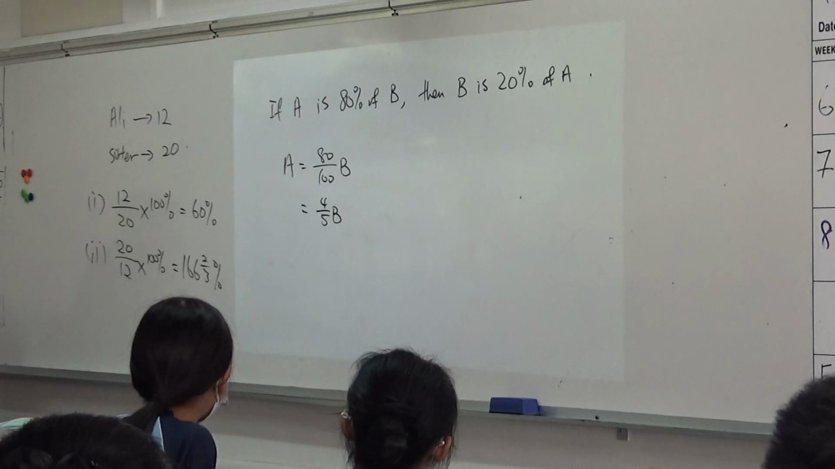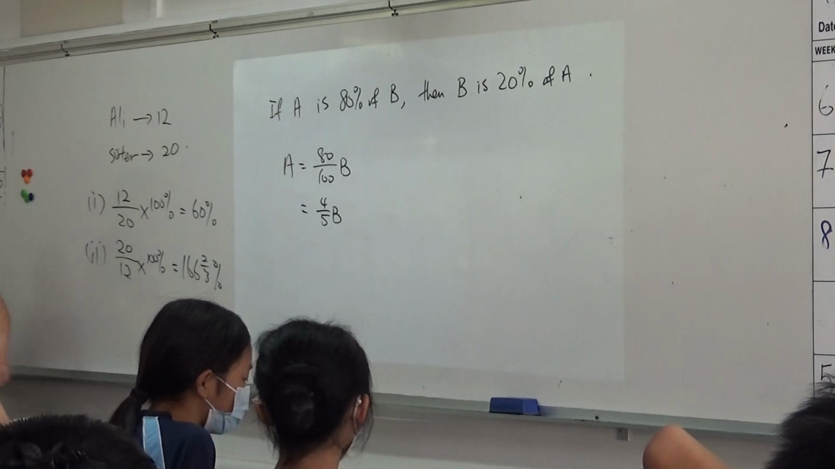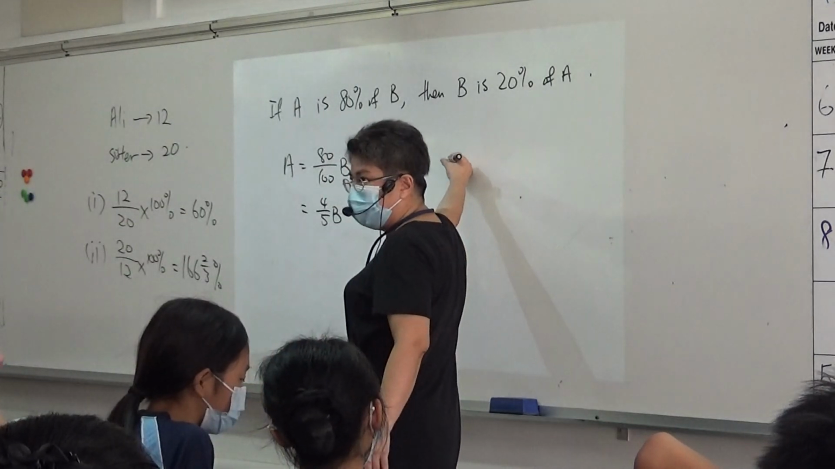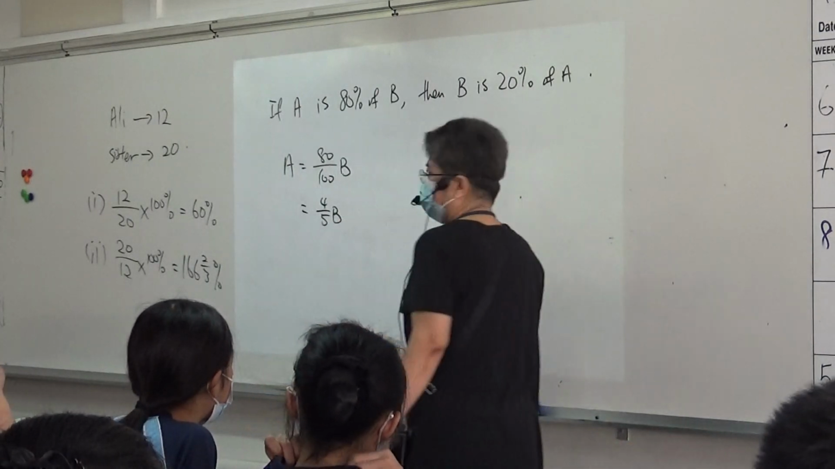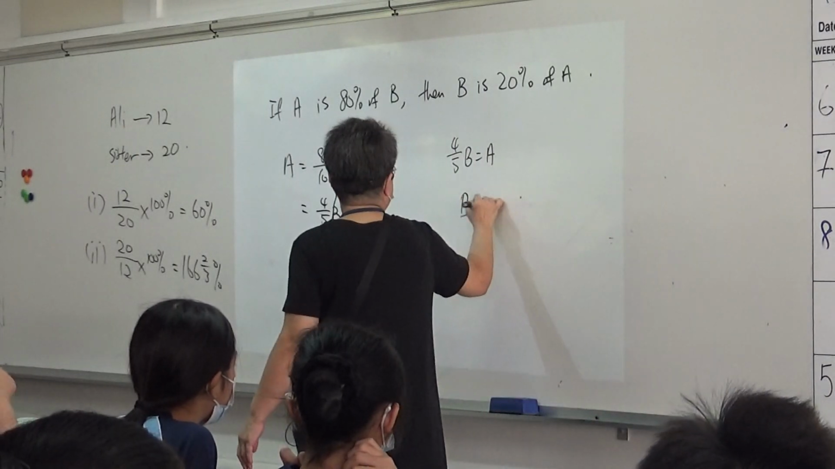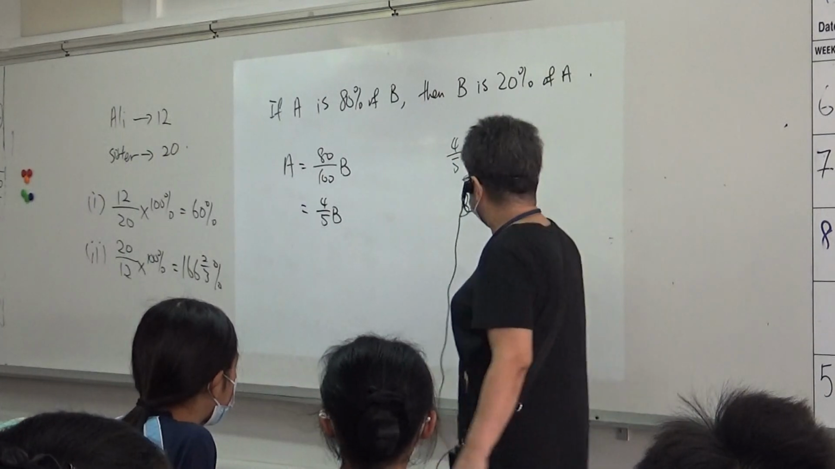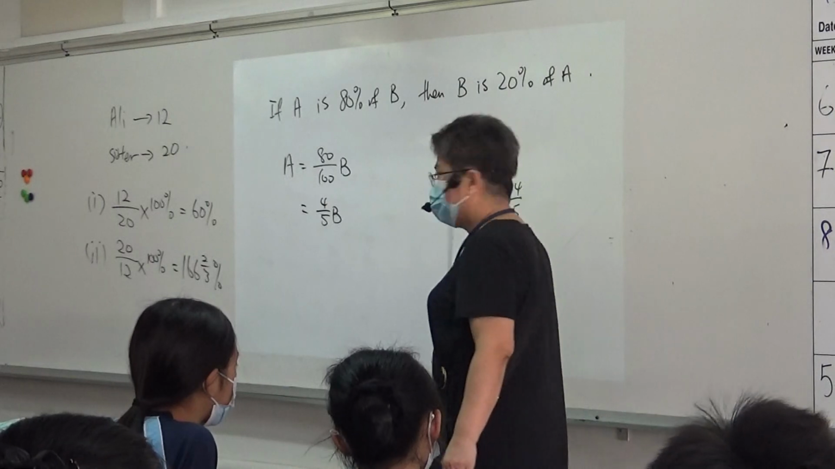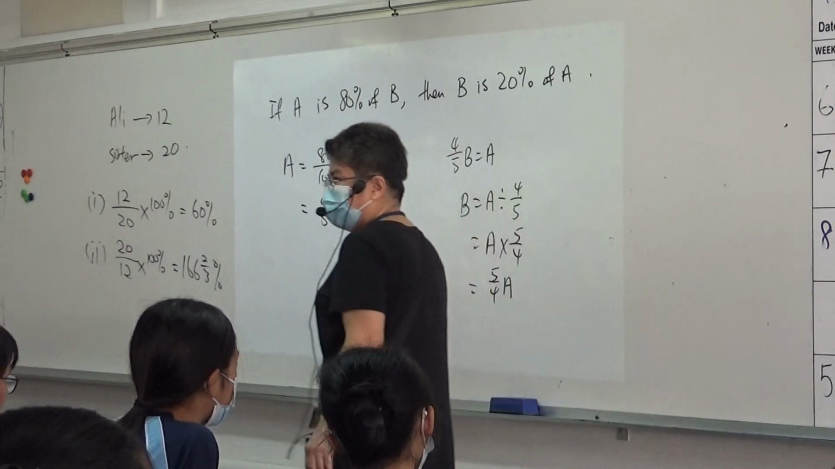Do you agree with me? 4/5 of B, right? Yes. So, now I want to do some algebra here. All of you look up. That means 4/5 of B is A, right? Yes. I'm just writing it the other way around. So, B is A divided by 4/5, right? Yes. So this becomes A times 5/4, right? Which means what? 5/4 A, right?